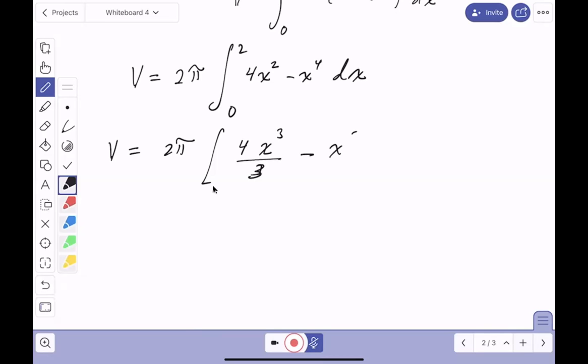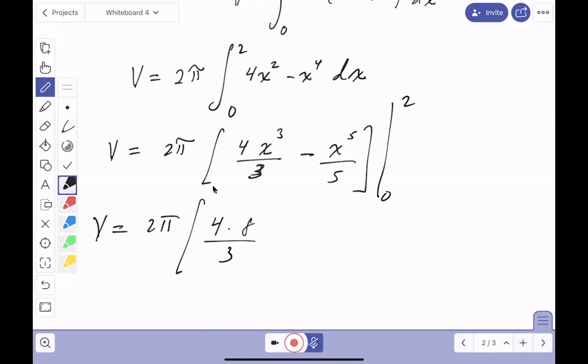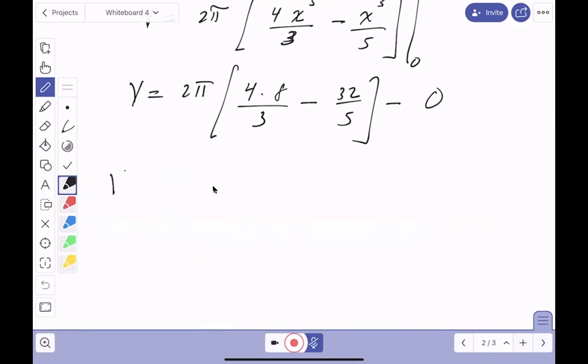minus x to the 5th over 5. And we're going from 0 to 2. Let's write this down. V equals 2 pi. And I'm going to get 4. 2 cubed is 8. Minus, well, 2 to the 5th is 32 over 5. Minus, well, it's going to be a 0, right? If you look at it, you plug in a 0, you get a 0 there. 2 pi times 0 is still 0. So V equals, common denominator 15, 2 pi.